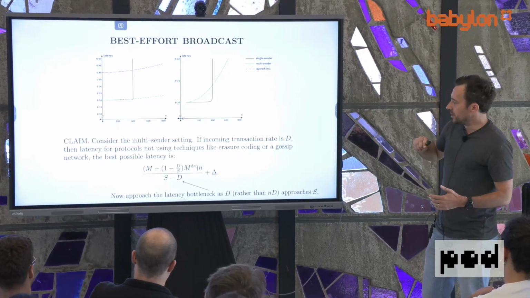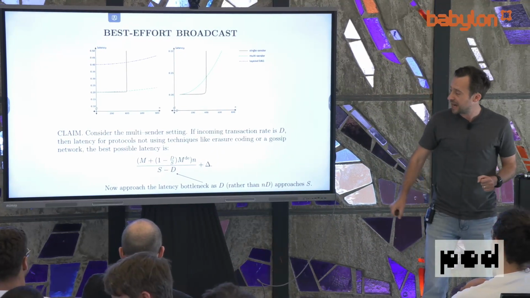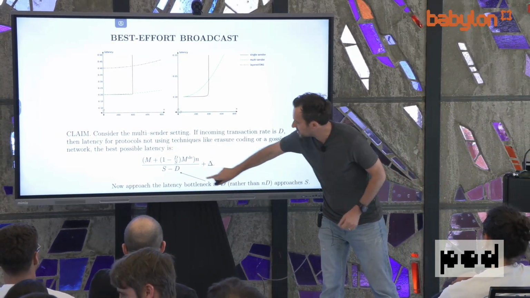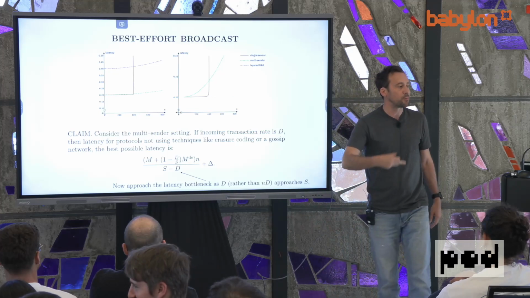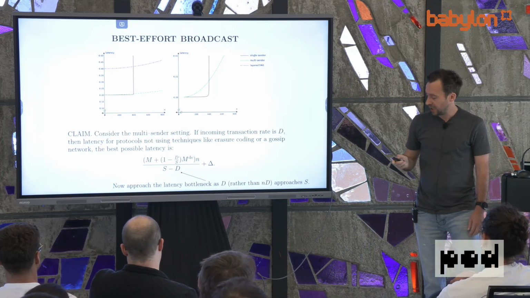What happens in the multi-sender setting is that you get a similar sort of result, except that now the latency bottleneck appears as S approaches D. So as D approaches S. So the factor N is no longer there.